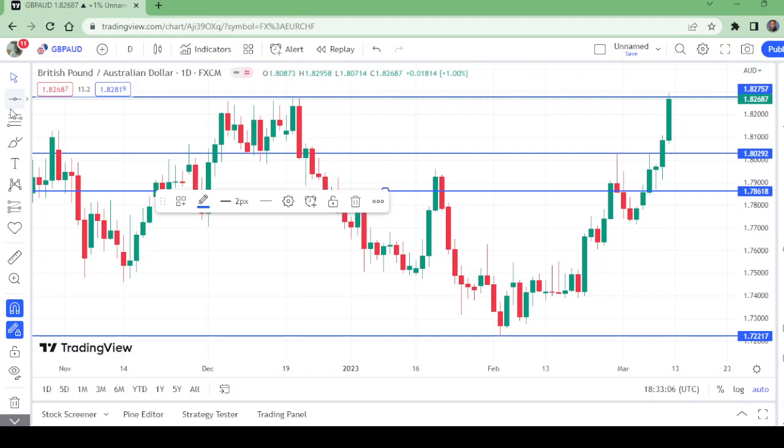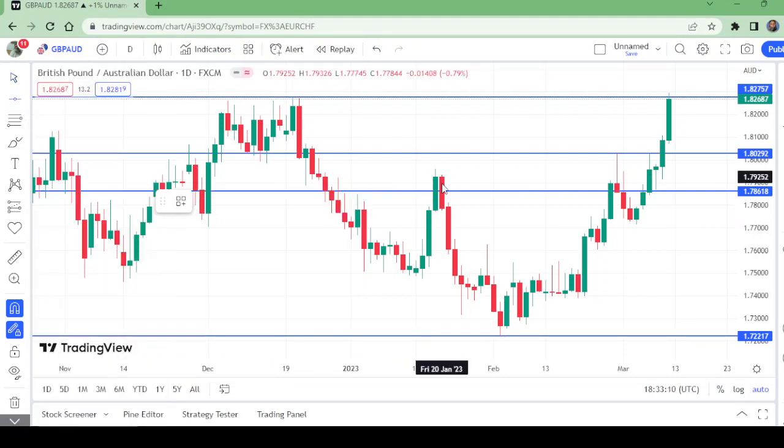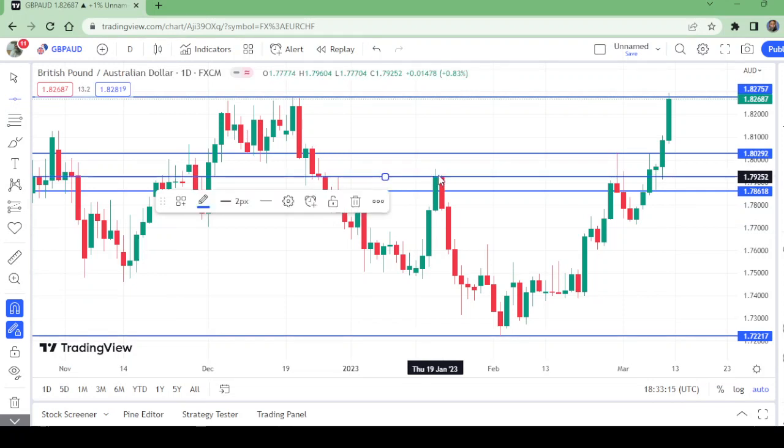So I am putting another horizontal line. But sometimes markets are very strange. Sometimes they consolidate, but when they break out, they go straight. Though it is high probability that it will be retested at minimum at this level and maximum at this level. But this is the moderate position to get in the trade, and this is the stop loss.